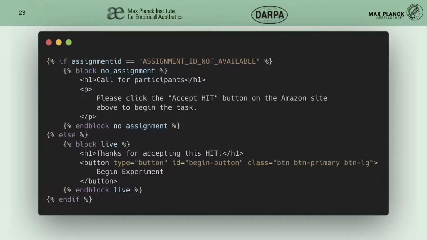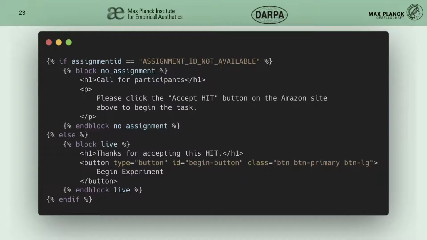So you don't need to do the if, but what you can do is take that block no assignment, end block no assignment, and put that in your page directly under the extends. And what that means is it will load the base that has been extended, but use your version of that block instead of the one that's programmed in. So to change the text that's displayed when someone who has not yet accepted the HIT is looking at it, you would add block no assignment, you'd add your header and whatever arbitrary HTML you wanted.